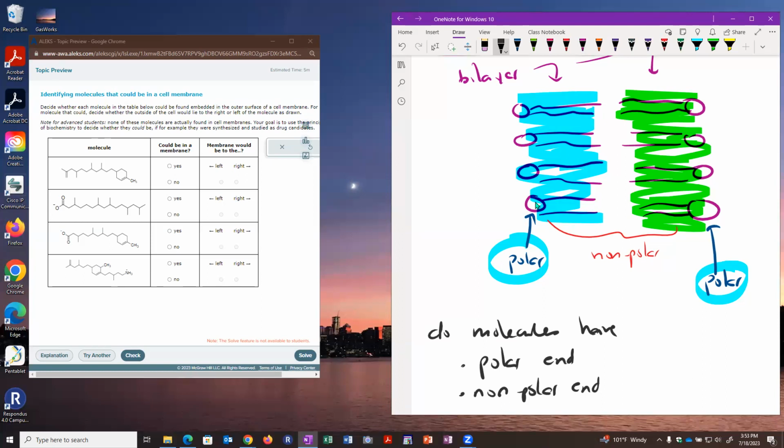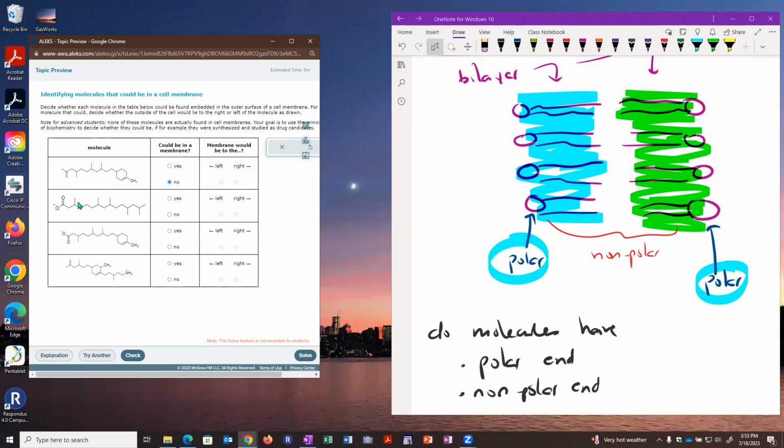So when we look at the first one here, you'll see that this is made up only of carbons and H's all the way through. This entire molecule is non-polar, so it cannot embed in the outer surface of the cell membrane, right? The outer surface of the cell membrane is polar, and we need one end of the molecule to be polar.